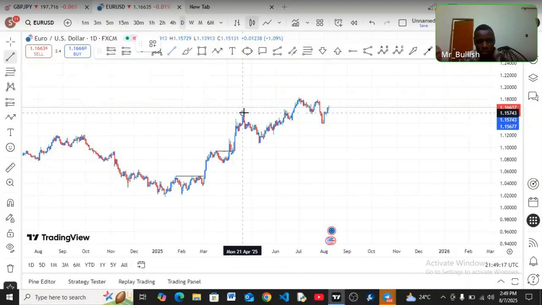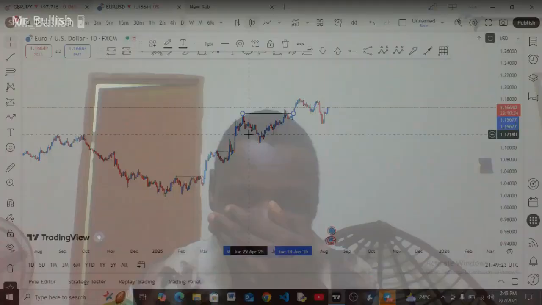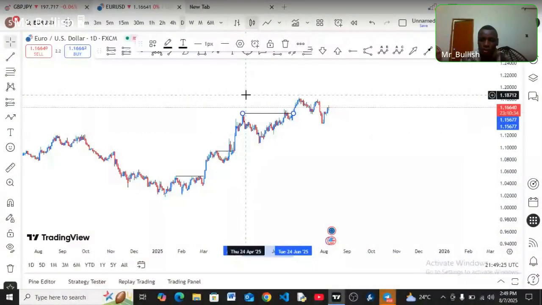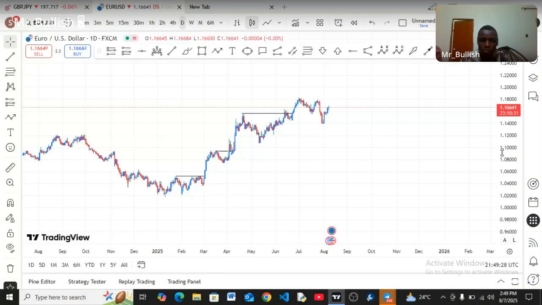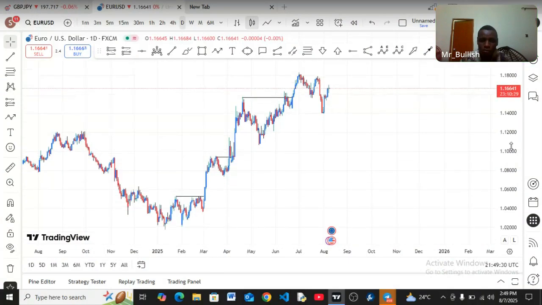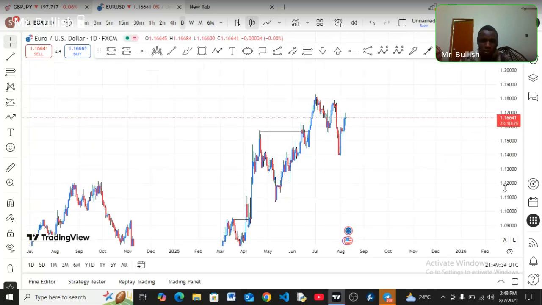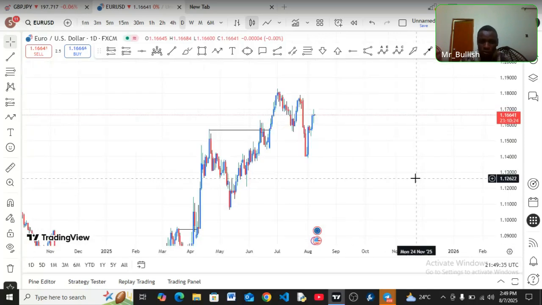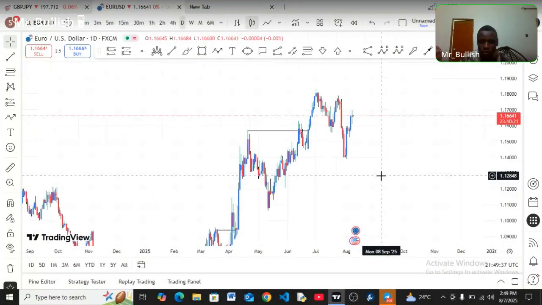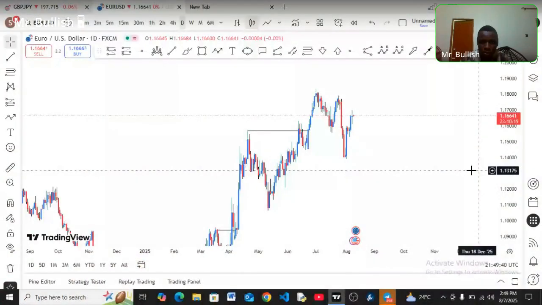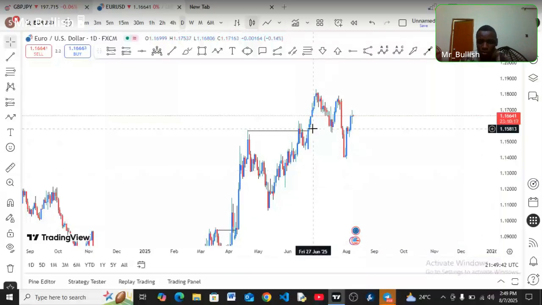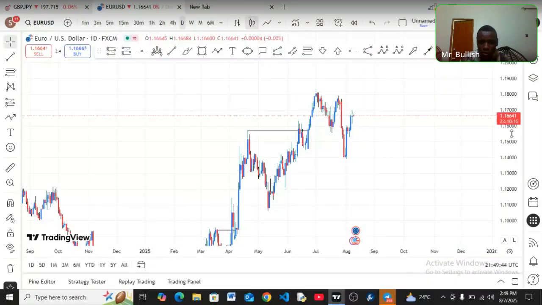So we had a break of structure here. Yeah? We had a break of structure here. Okay, let's zoom in. So we had this break of structure here. Let's zoom in. I want you guys to see something.